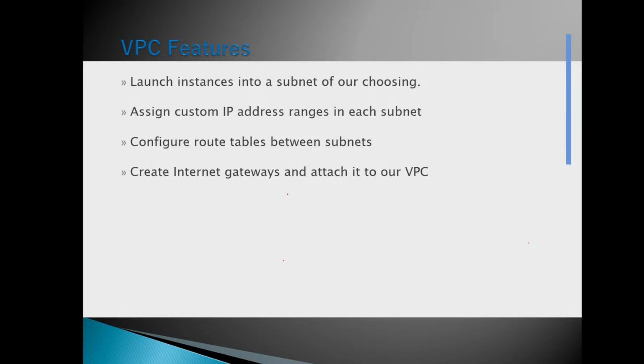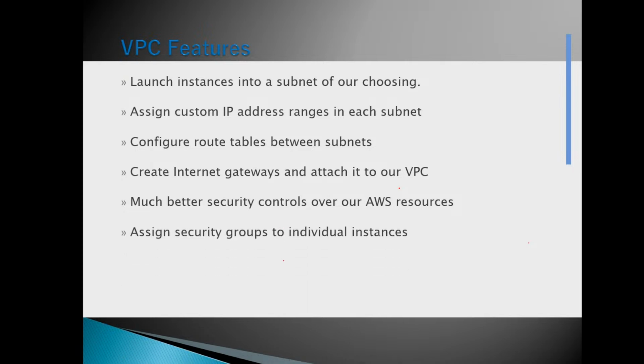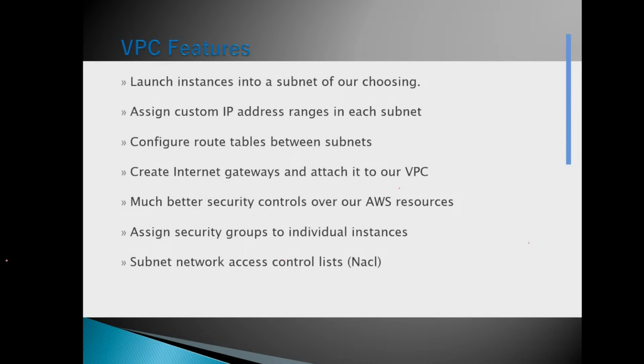Create internet gateway and attach it to VPC. Much better security control over your AWS resources. Assign security group to individual instance and subnetwork NACL list. You can do all these things with your custom VPC, or these are a few components of VPC.